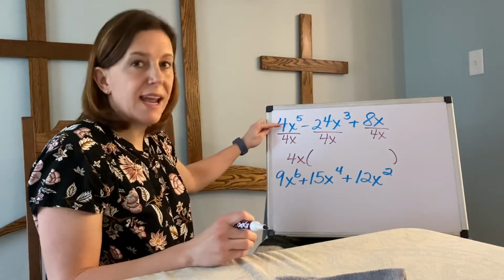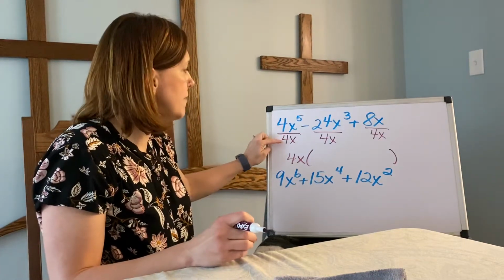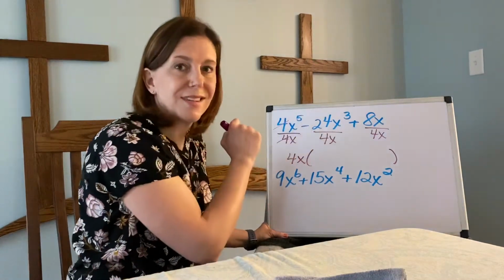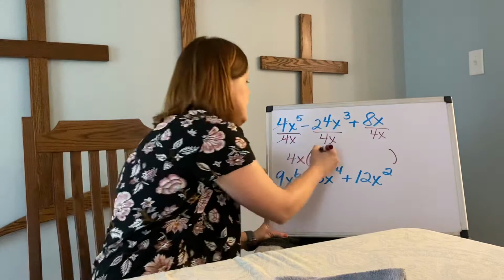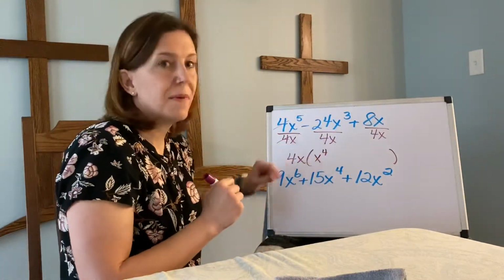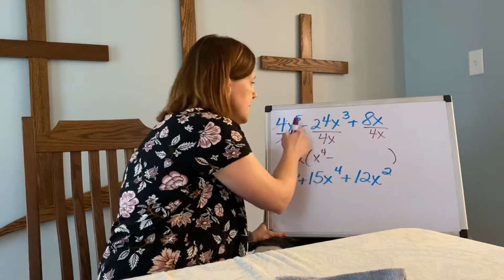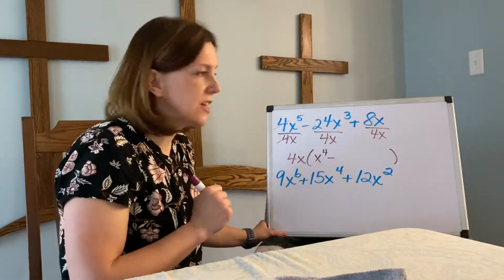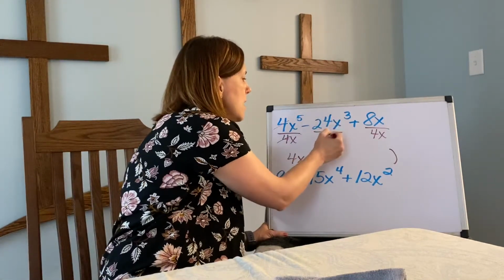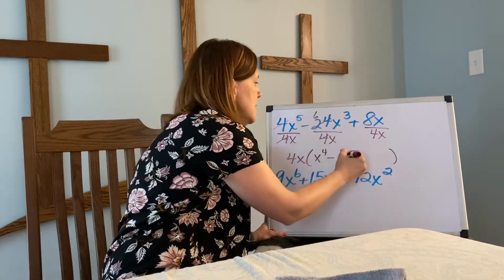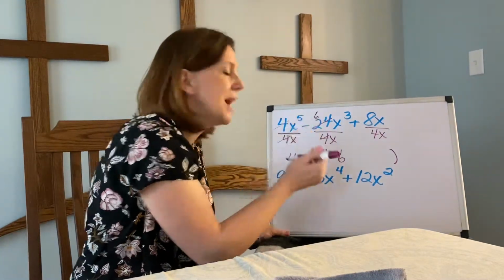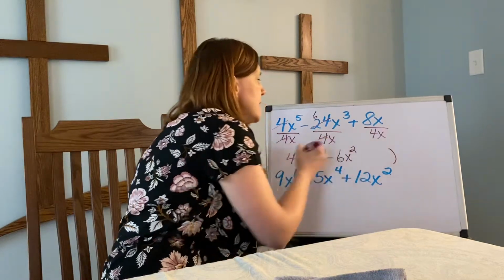So when I divide this first term by 4x, well, that cancels. And then I use my power rules. 5 minus 1 gives me x to the 4th. Then I go to my second term. Still going to remain subtraction. Then I divide. 24 divided by 4 gives me 6. X cubed divided by x, I'm going to subtract my powers and get x squared.